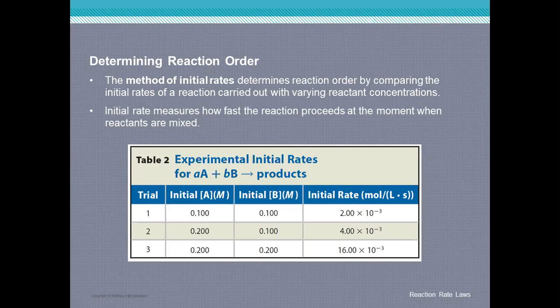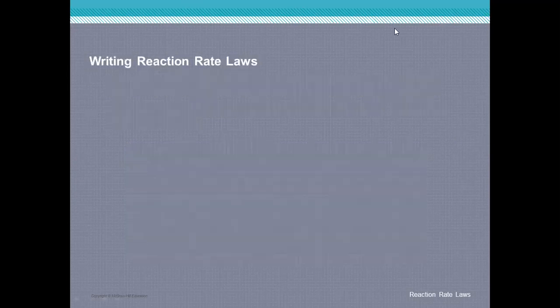So initial rate measures how fast the reaction proceeds at the moment when reactants are mixed together. This is called determining reaction order. After that, writing the reaction rate law. How can we write this reaction rate law?